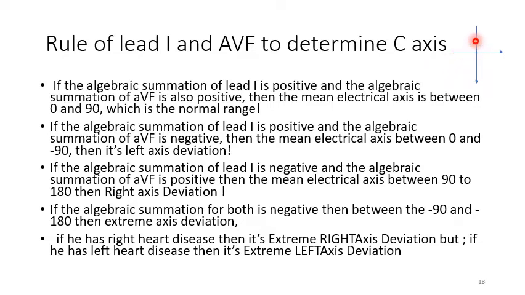Finally, if the algebraic summation was negative for AVF and negative for lead 1, that means the cardiac axis is between the angle minus 90 and 180. So here it's going to be an extreme cardiac axis deviation, either left or right. According to the heart disease, we decide if it's extreme right or extreme left axis deviation.